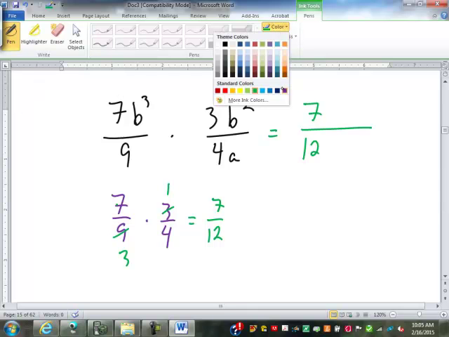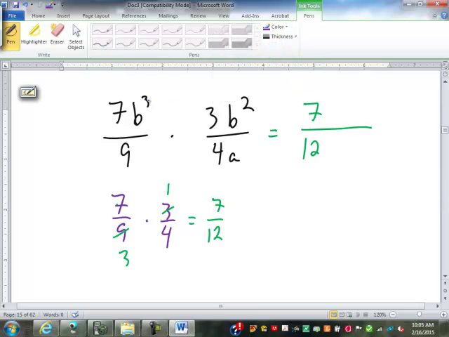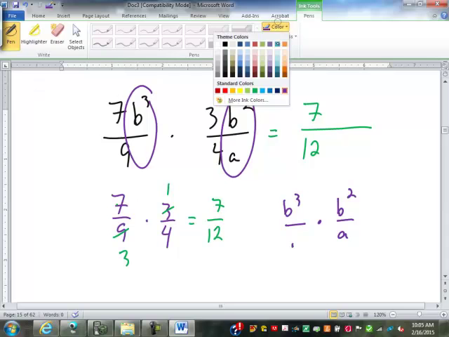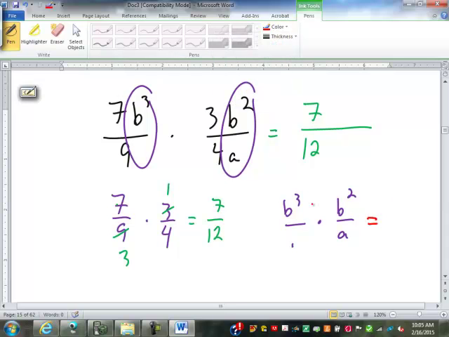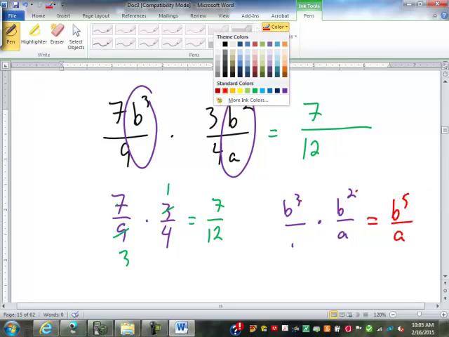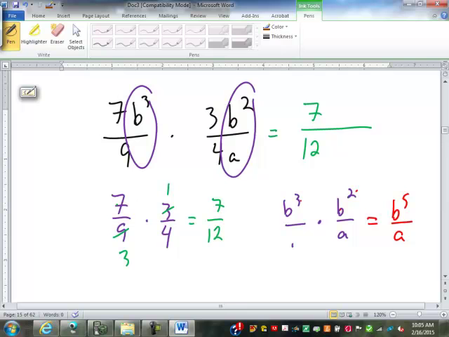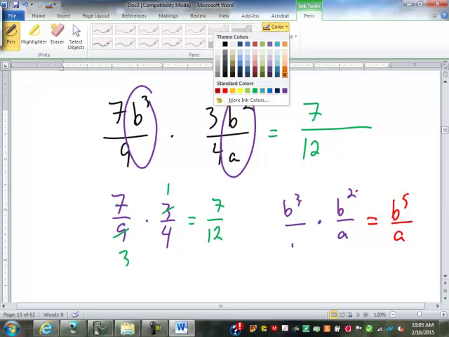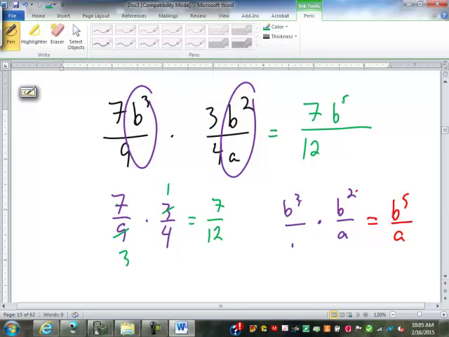Now let's pull out the variables. And this one's going to be a little trickier. This fraction here, we've got a b to the third on top, and there's nothing on bottom. The other one, we've got b squared over a. B to the third times b squared is b to the fifth. 1 times a is a. Is there anything to reduce there? No, there isn't. So that's it. Right there.